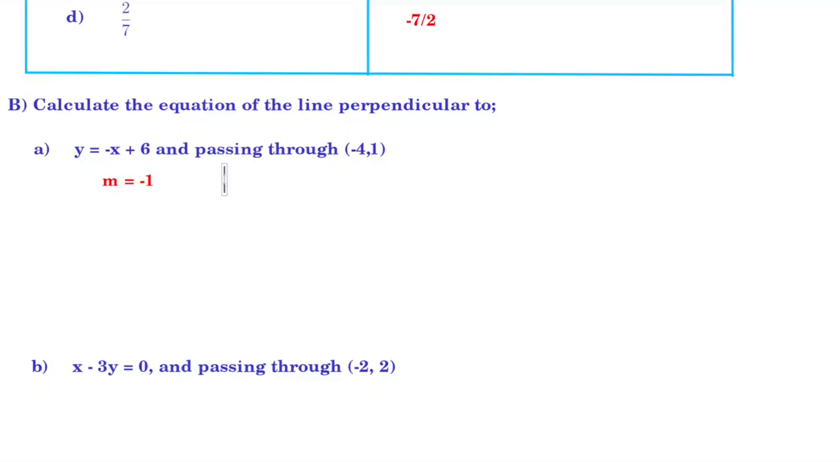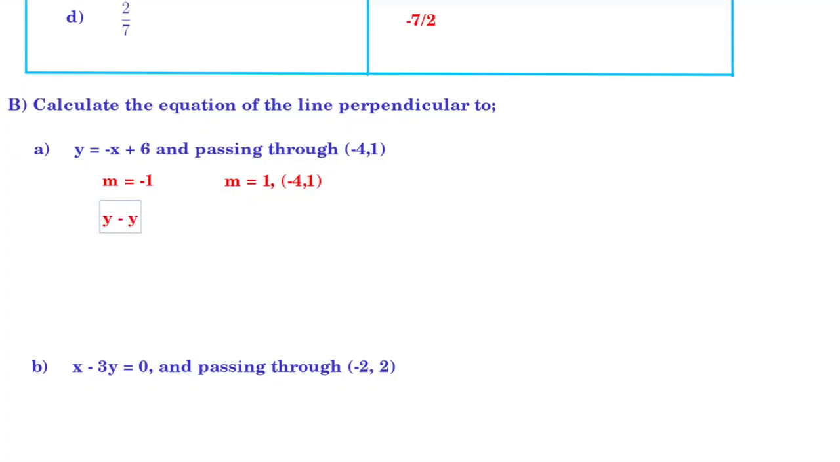And then what number do I need to multiply negative 1 with to get 1? So the gradient of the line perpendicular to that is 1. So now we have a gradient of 1 and a coordinate of negative 4, 1. Let's find the equation for this one.